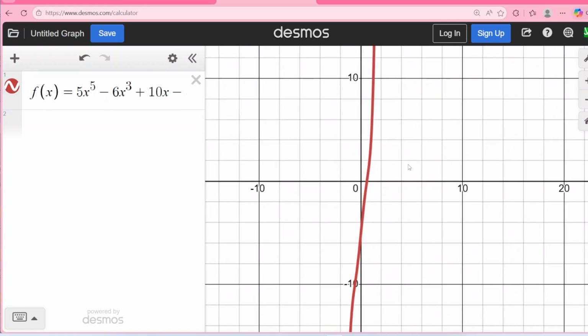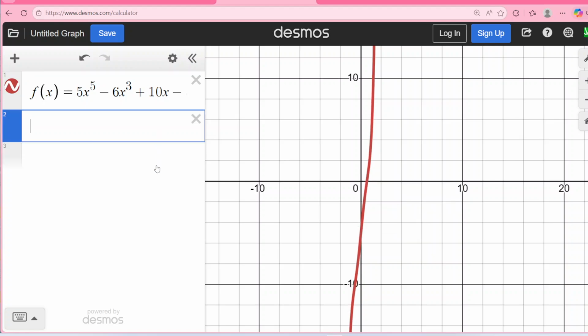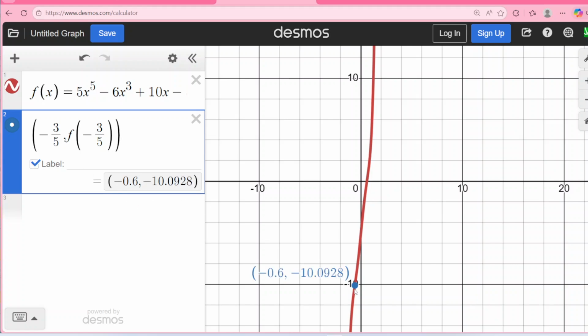And now the thing about Desmos is it highlights intercepts. Here's the x-intercept, here's the y-intercept. I'm going to put in those inflection points. It doesn't really highlight those. So negative 3/5, comma, and then f of negative 3/5. Just because I labeled the function f earlier. So let's label that. So that's this point down here.